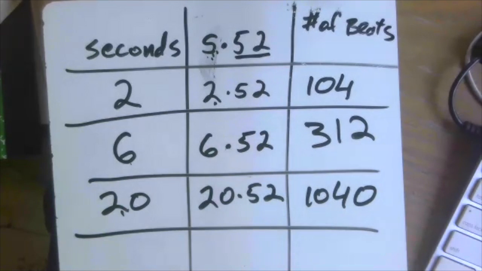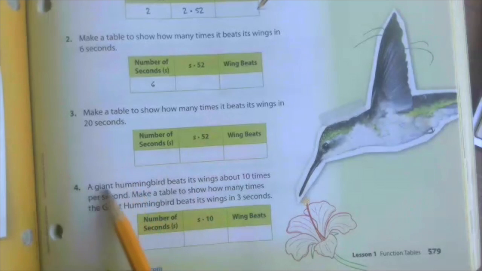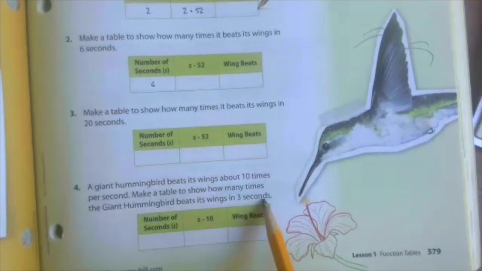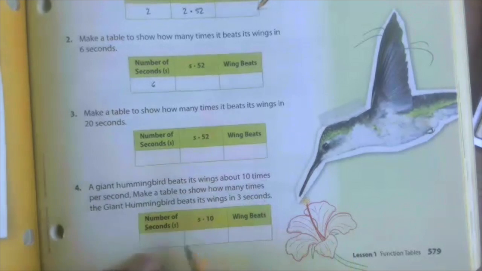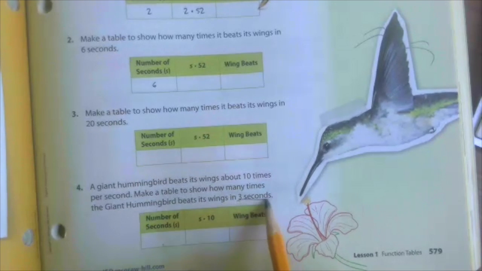And the last one is, let's read it out loud. Okay, so now we're on number 4 in our book. And it says, a giant hummingbird beats its wings about 10 times per second. Make a table to show how many times a giant hummingbird beats its wings in 3 seconds. Okay, so how many seconds? I wonder if it said it somewhere in here. Oh, in 3 seconds.